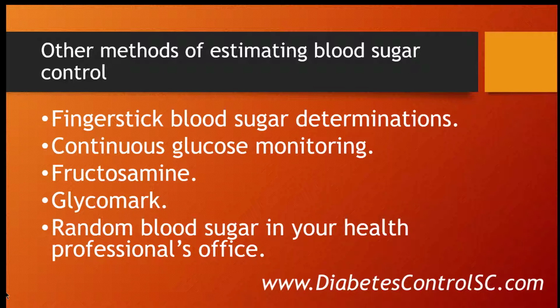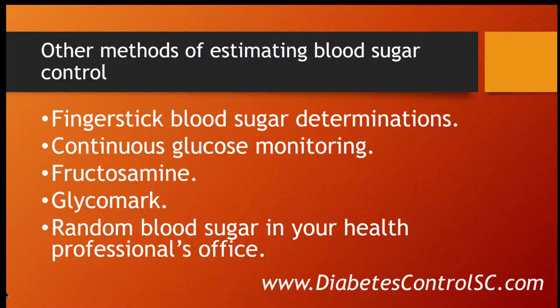So what do we use in addition to the A1c in order to estimate the diabetes control? Fingerstick blood sugar determinations, but we are not able to get patients to test as often as we would like. Continuous glucose monitoring is going to replace A1c as the gold standard in our opinion.